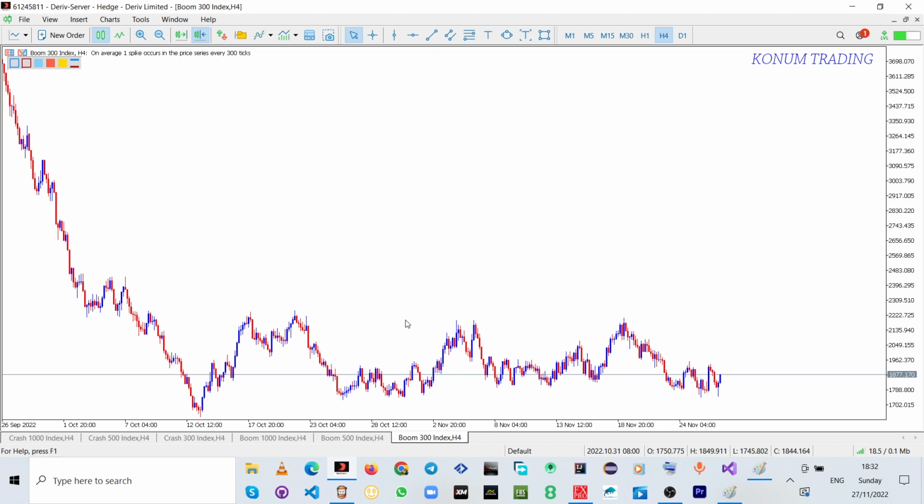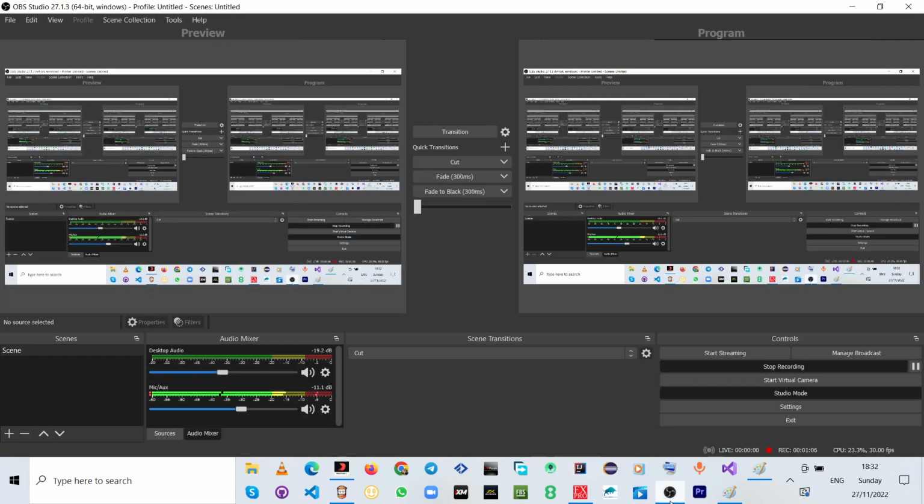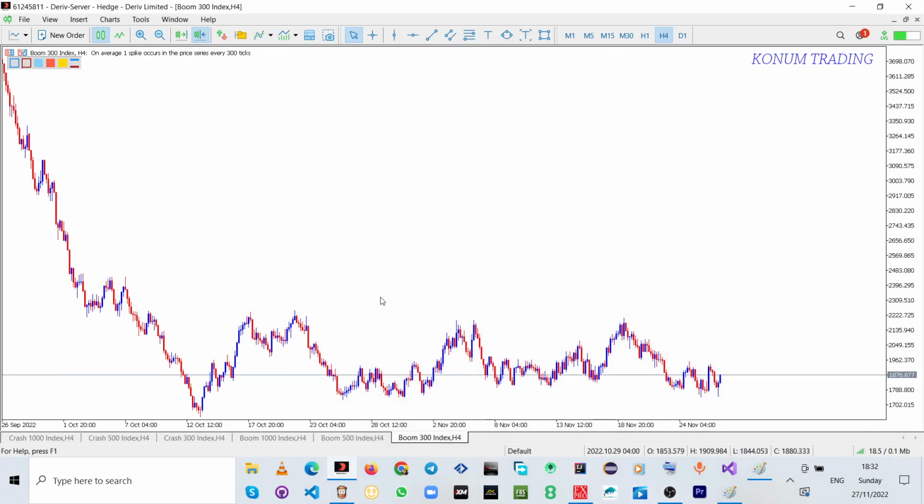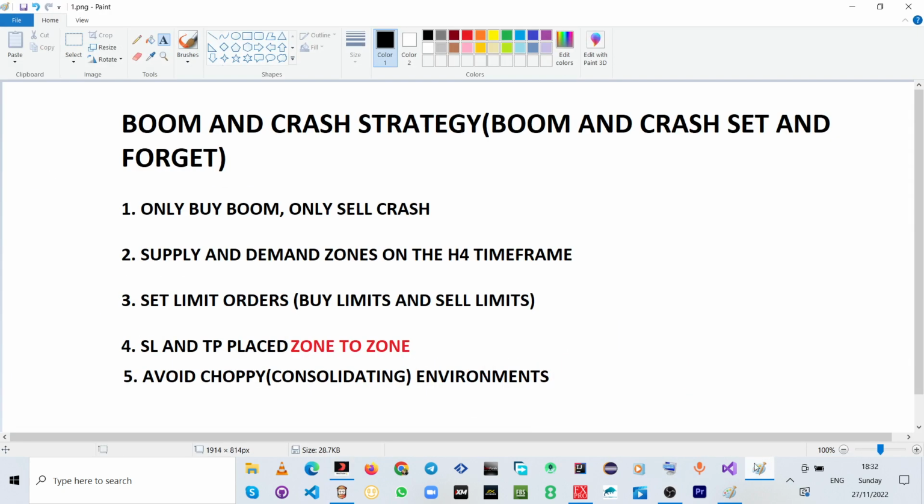As you can see with my pairs that are lying down right here, I like to arrange them in order. So this is the crash 1000, 500, and the crash 300, and I also have the boom 1500 and the 300 below right here. That's how they are arranged, and those are the only pairs that I trade with this broker. So guys, without further ado, let's go to the instructions.